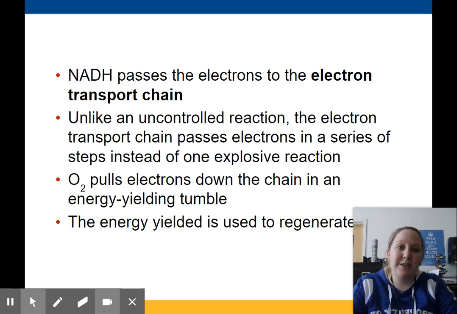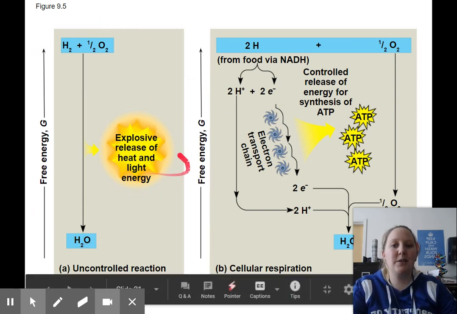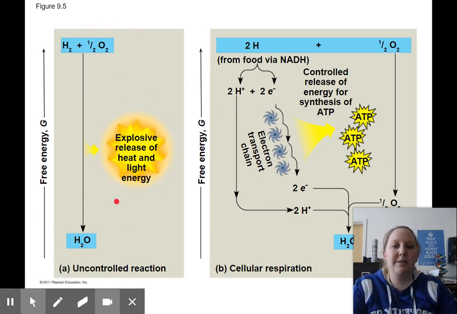Oxygen pulls the electrons down the chain in an energy yielding tumble to create water at the end. This energy yielded is used to generate ATP. So this is what we don't want, that one big explosive release of heat and light energy, but slowly over time, we spin it through a series of proteins to slowly release the control of ATP.